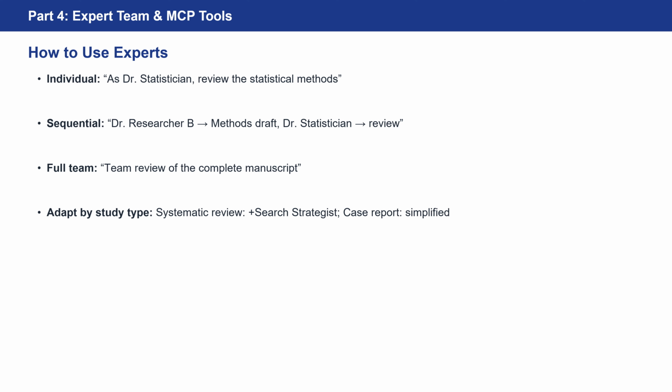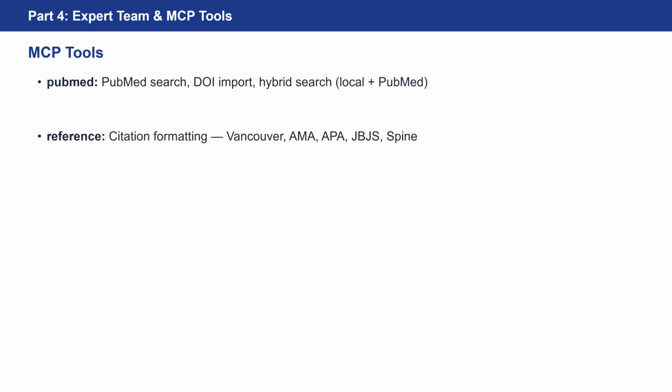Invoking experts is straightforward. Individual consultation, such as asking Dr. Statistician to review the statistical methods. Sequential consultation, where one expert drafts and another reviews, or full team review. You can also adapt the team composition by study type, adding a search strategist for systematic reviews or simplifying for case reports. MCP tools enable PubMed searching, DOI-based paper retrieval, and hybrid search combining local and PubMed databases. Reference formatting supports multiple journal styles, including Vancouver, AMA, APA, JBJS, and Spine.